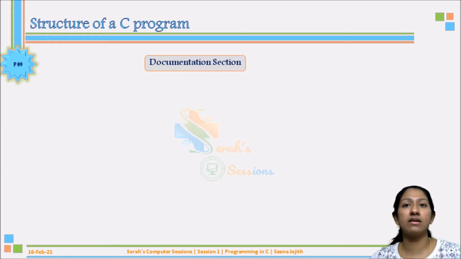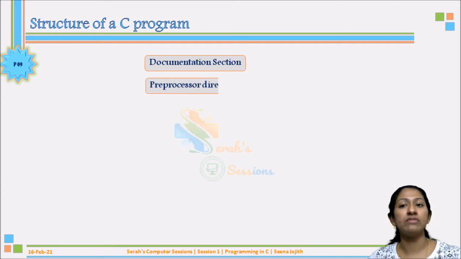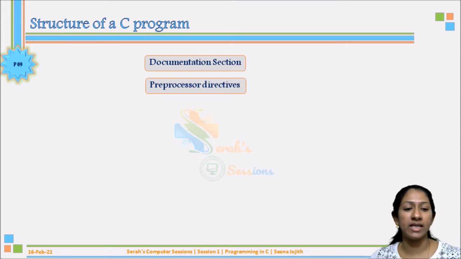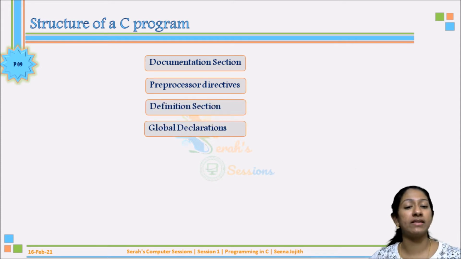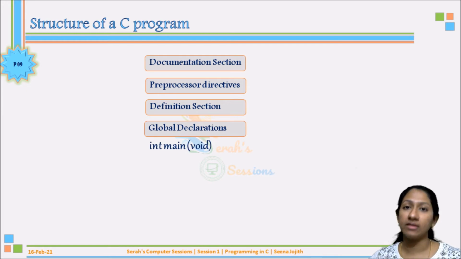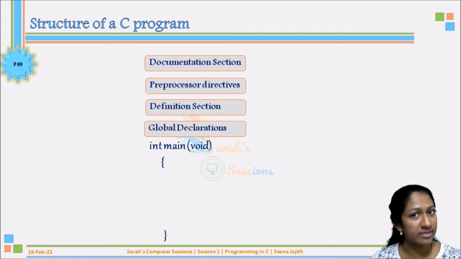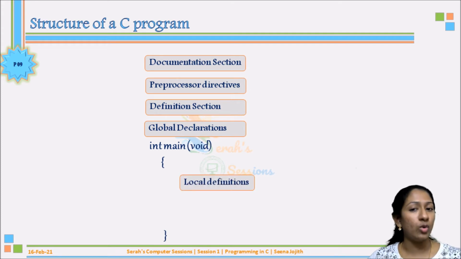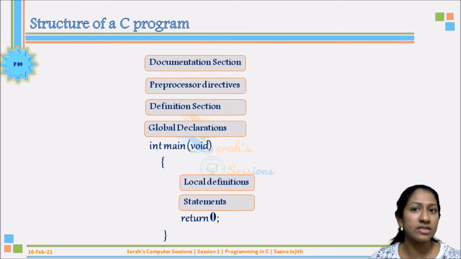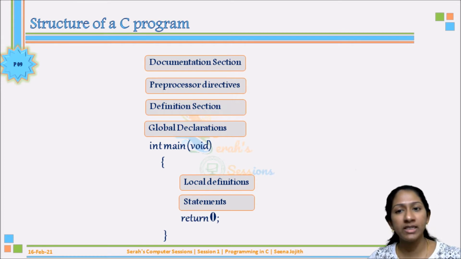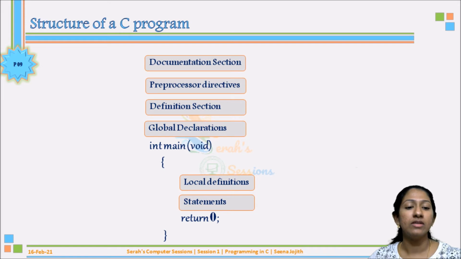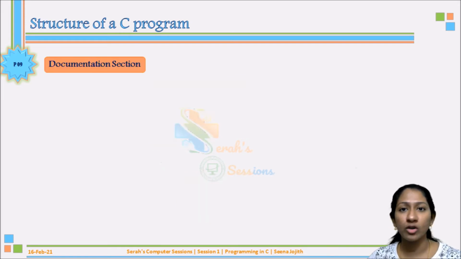The first section in the structure should be the documentation section, followed by preprocessor directives, definition section, global declarations, then the main function. Inside the main function, within curly braces, we can write local definitions, statements, and of course a return statement. I will be dealing with each of them now. First, let's move on to the documentation section.